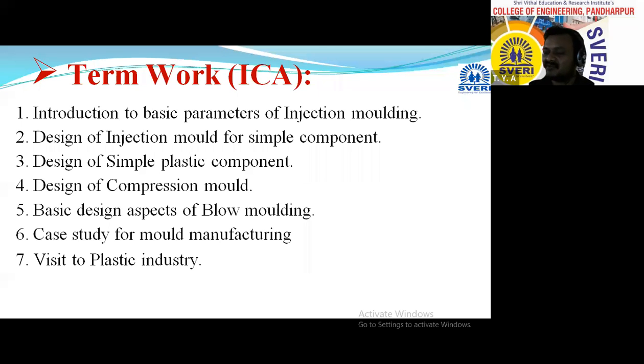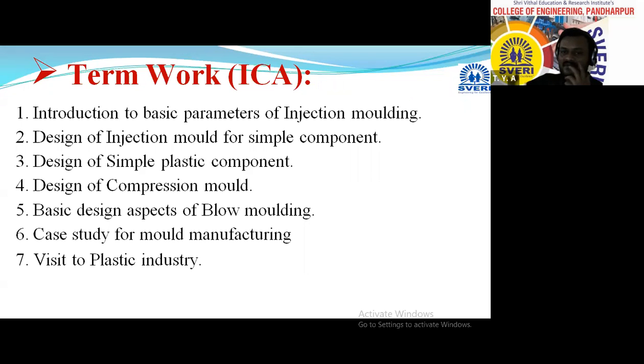Okay. Then one case study we will take for mold manufacturing. This will be our 6th practical, and our 7th practical will be our industrial visit. Okay, one industry visit is there, the plastic industry. In that, practically we will visit the particular industry where they are manufacturing different plastic parts, and see which raw material they are using, how that raw material is processed, and how they are using different processing methods.